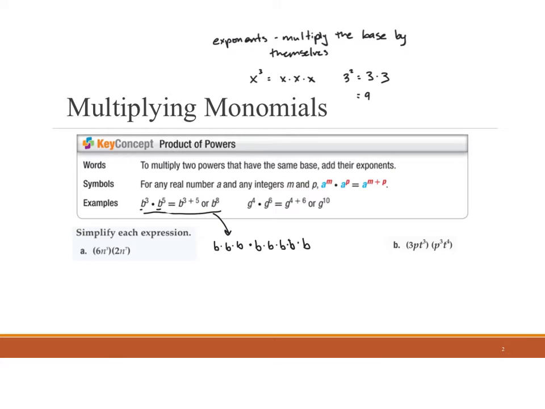Now, you can only do this when the bases are the same. So if the bases aren't the same, you can't add the exponents. But as long as you are multiplying the bases together, then you're going to add your exponents together.